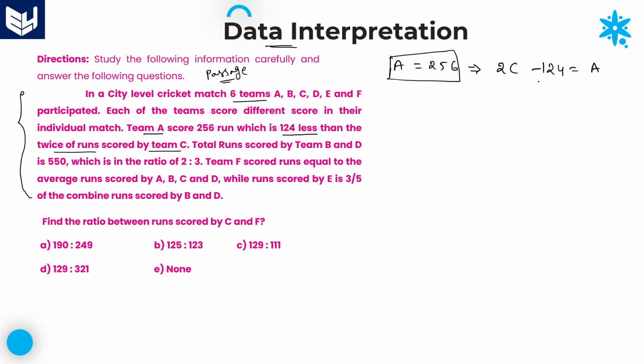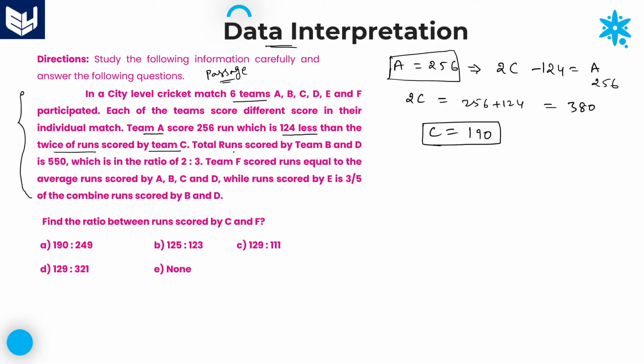Now from this, you will get the value of team C. How? 2C is equal to the A value, 256, plus 124. Now you just add these two. What will you get here? 250 plus 120 is 370, 370 plus 10 is 380. 2C is equal to 380, then C is equal to 190. Number of runs scored by team C is 190. Team A 256, team C 190.